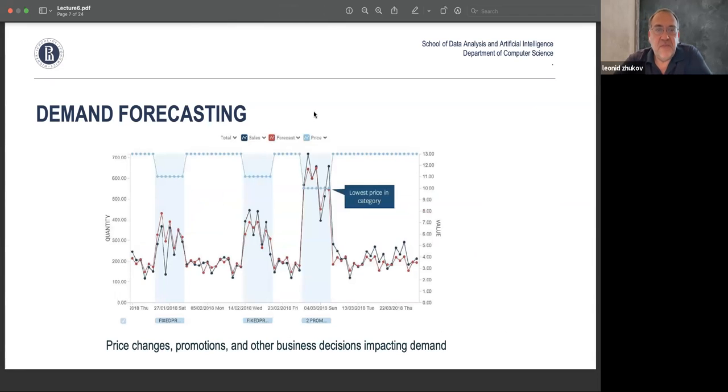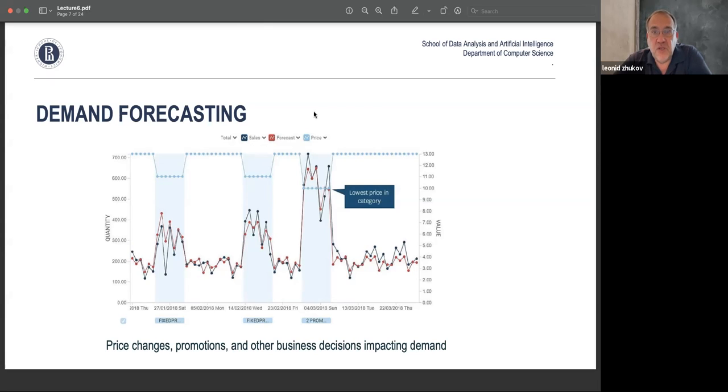Now, speaking of demand, if you look at this picture, it shows you what happens with demand depending on, say, promotion or changes in prices. There is this notion of price elasticity, or the change of the customer demand depending on the suggested price for the product. And here you can clearly see when the price drops, demand increases.